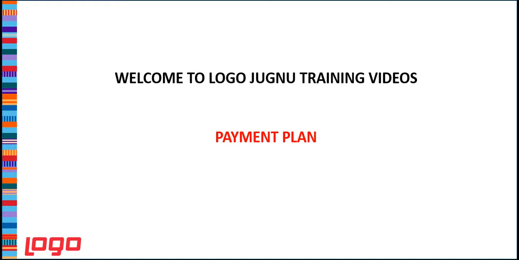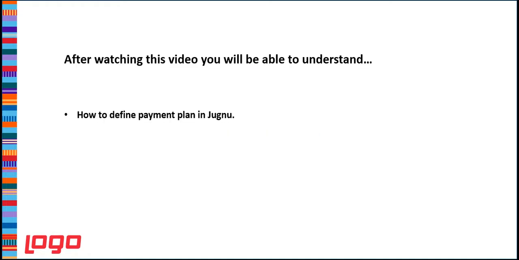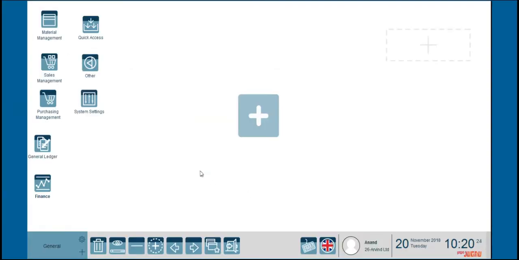Payment plan. After watching this video you will be able to understand how to define payment plan in Jugnu. Payment plans are defined such that the payment type, days of payment, bank, and other information is automatically passed on to the AP transactions. In short, in how many days you have to make payment to the suppliers.